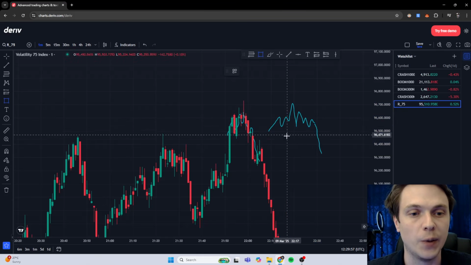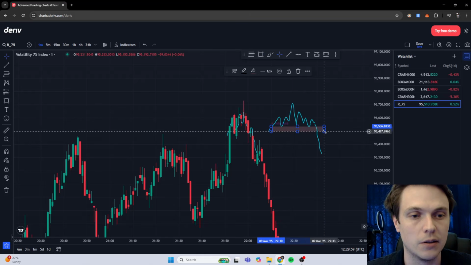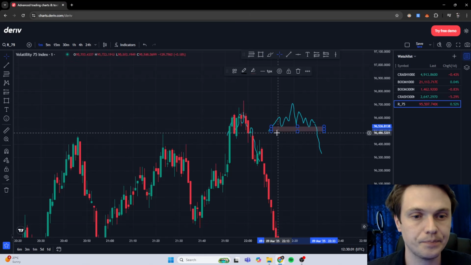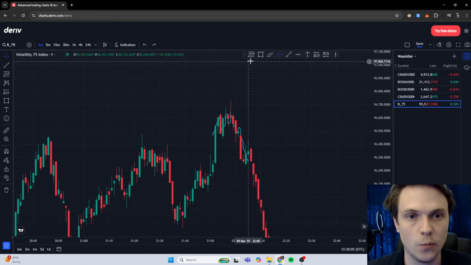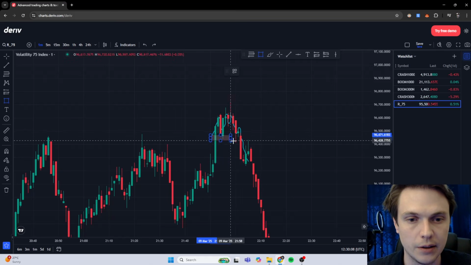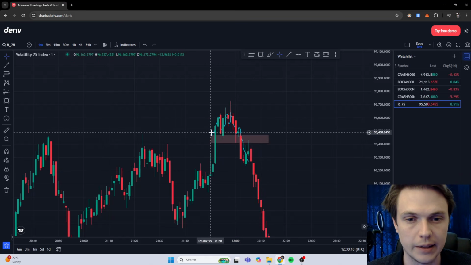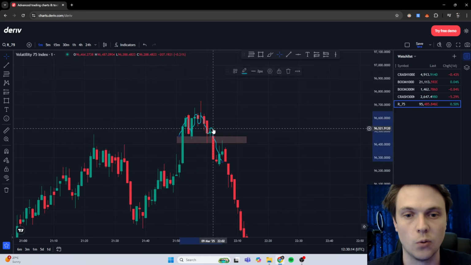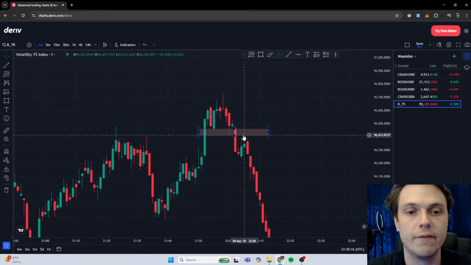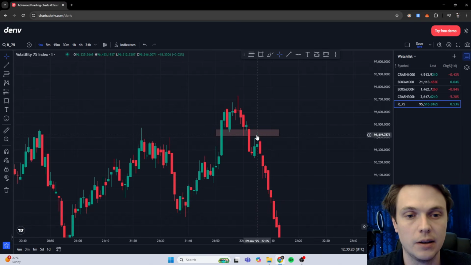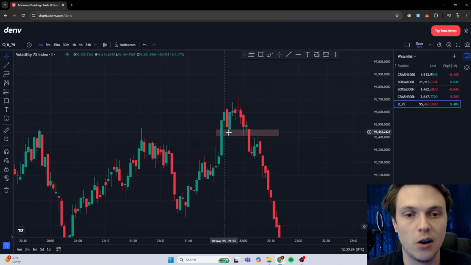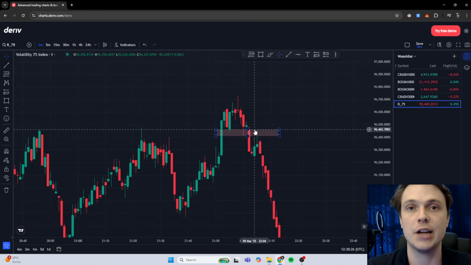Now what we're going to do is we're going to block out those wicks like this. Okay, so let's quickly delete that. We're going to block out those wicks like that. Okay. So what we're going to do then is we're going to wait for the retest of those wicks on the 1 minute. As you can see here, the retest. So the candle closure retest of the wicks. And that is your indication to go into your sell.